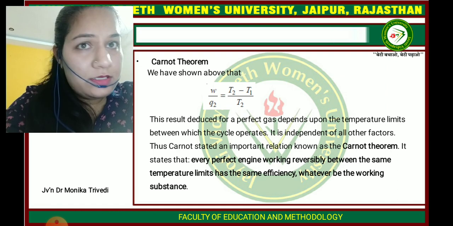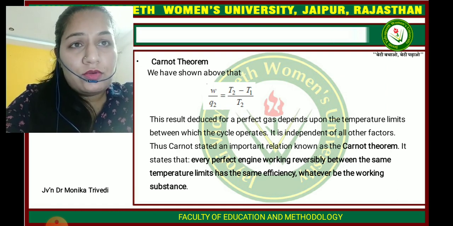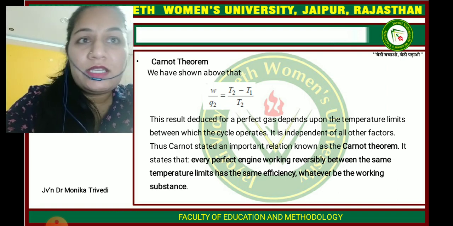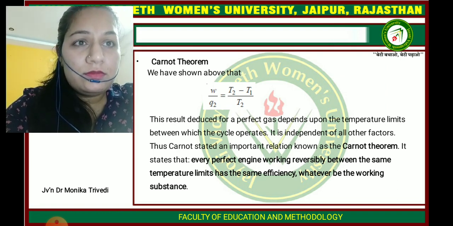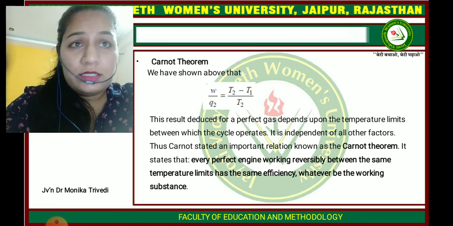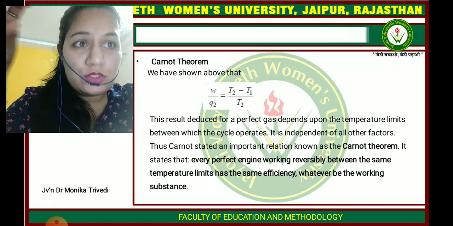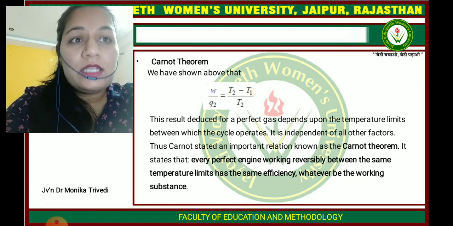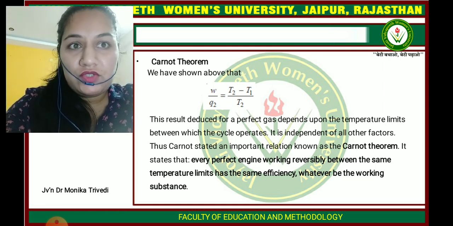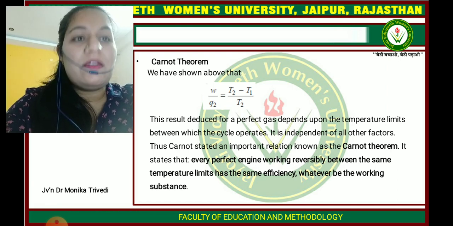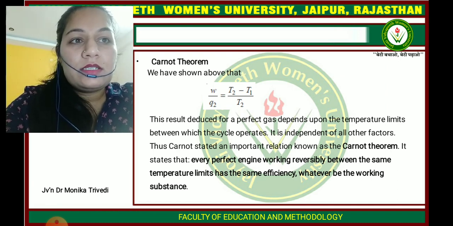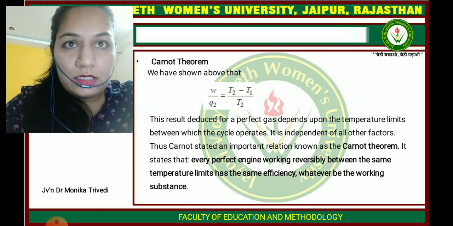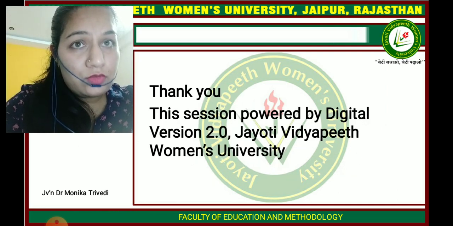Carnot's theorem concerns the efficiency of an engine. Here you can see W/Q2, which is the efficiency of the engine, is equal to (T2 minus T1)/T2. This result for the Carnot engine is known as Carnot's theorem. Every perfect engine working reversibly between the same temperature limits has the same efficiency, whatever substance it is working on. So this is all about the Carnot engine and Carnot theorem.